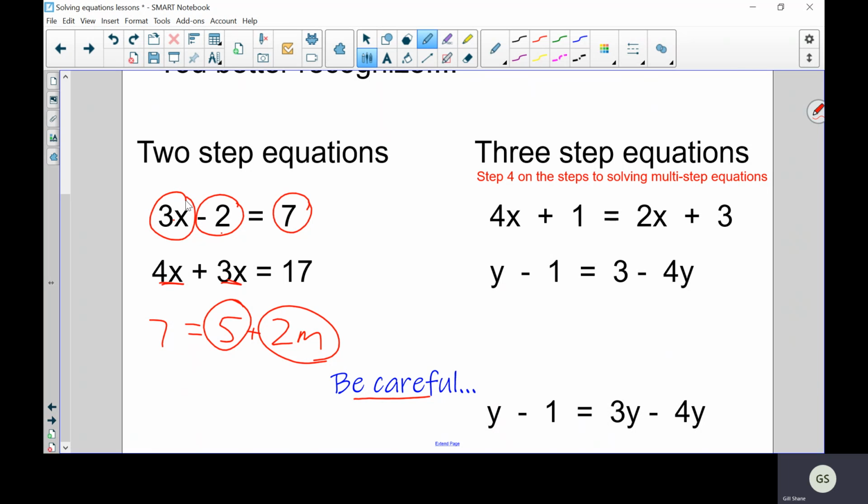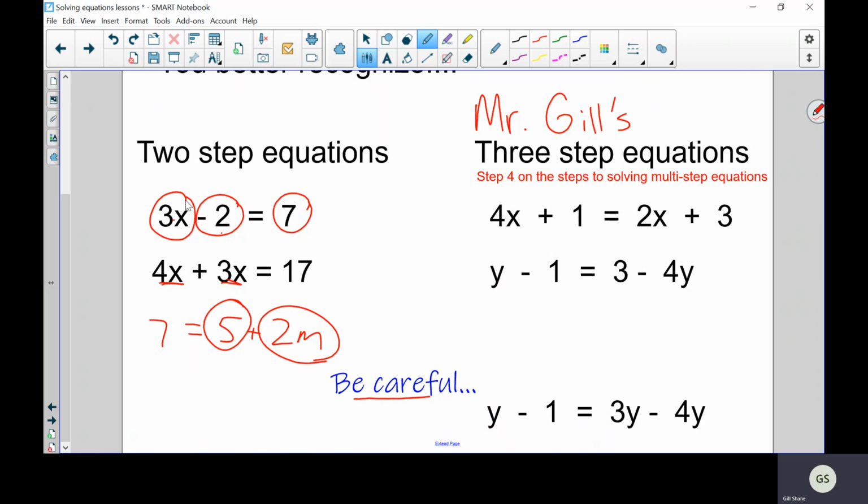So we'd have to combine the like terms first in that. We'd have to say, okay, well, 4x plus 3x is 7x. So now let's go over here. So what Mr. Gill calls a 3-step equation. So this is Mr. Gill's 3-step equations, because there are other types of 3-step equations.